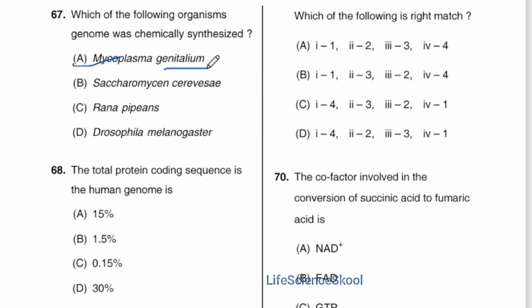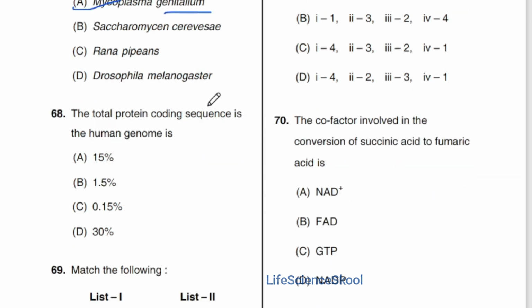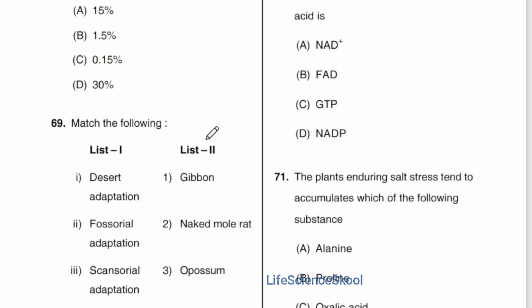As the name indicates, genitalium means something related to the genitals. This is a bacterium which affects the sexual part. It causes sexually transmitted diseases as well, like itching and burning sensation, if that area is affected with this bacteria. And this bacteria is the one which can be chemically synthesized. Option A is the correct answer. Moving on to the next question.